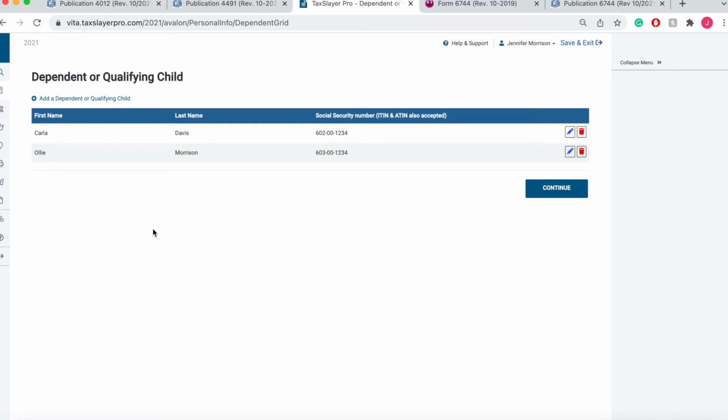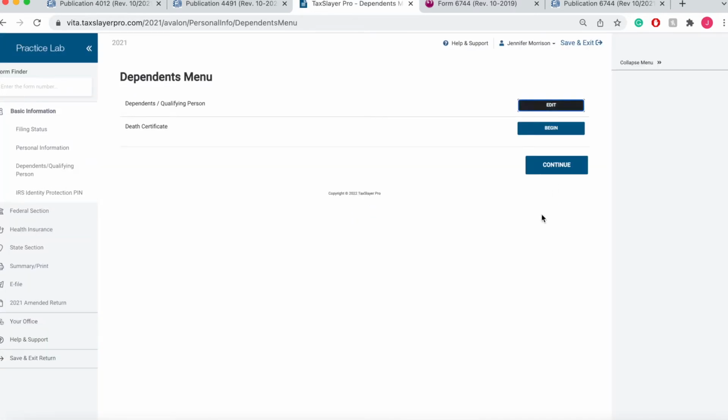And so since those are the only two people that we are going to be claiming as dependents or qualifying children, we're just going to go ahead and click continue again and move forward. So you see here, when we hit the dependents section here, and this is where I talk about really, don't fight TaxSlayer when you're filling these out. Just let it flow through and go in the order that it's telling you to, because it's going to make your life a lot easier.